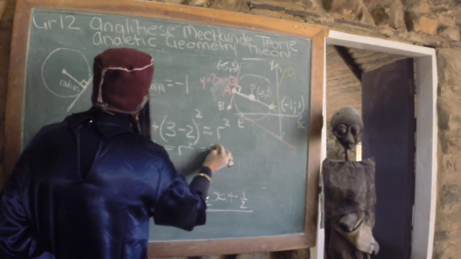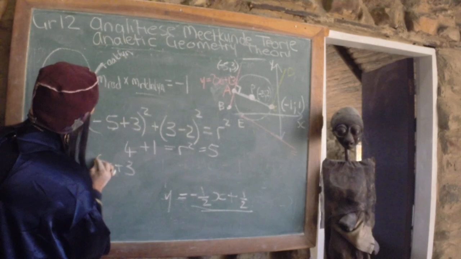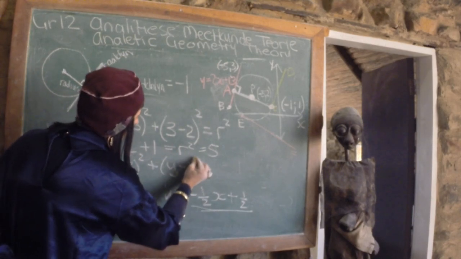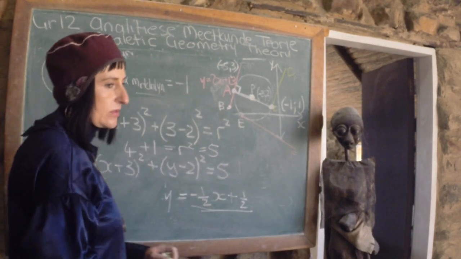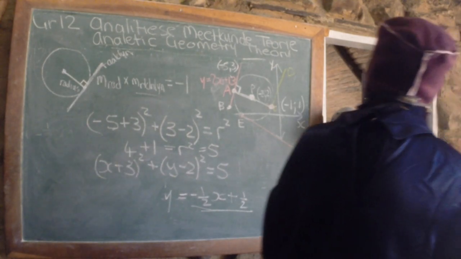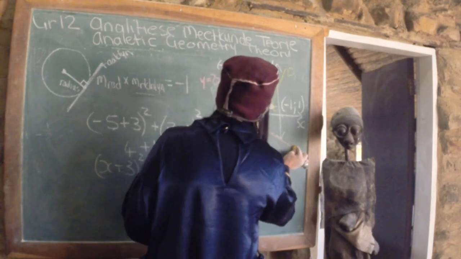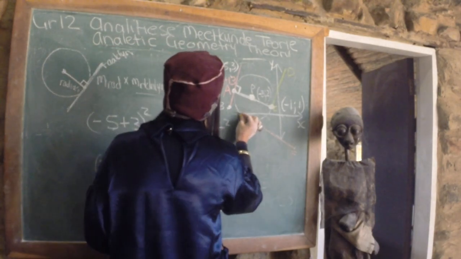So therefore, the equation of my circle will be x plus 3 kwadraat plus y min 2 kwadraat gelyk aan 5. Equation of my circle. Next question, last one, the equation of EF. Die vergelyking van EF. Vergelyking van EF.